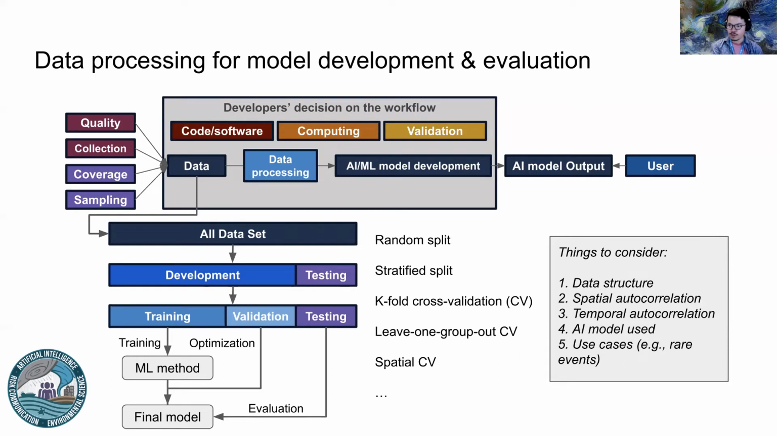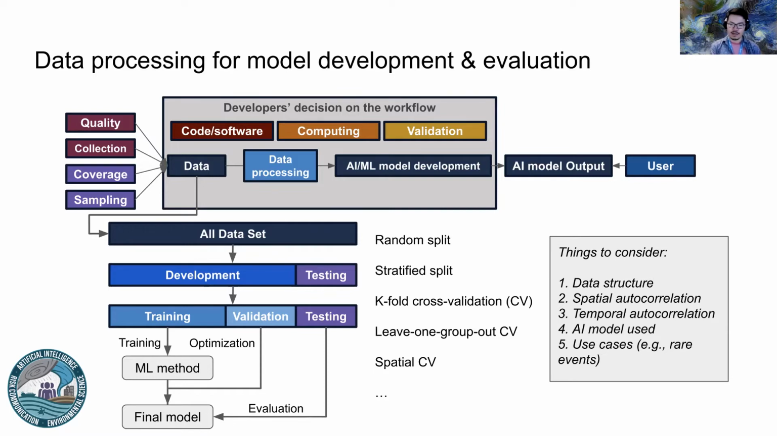What's the structure of your data set? Especially in environmental science, do we have spatial autocorrelation or temporal autocorrelation in the data? If so, you need to pay attention, to make sure that when you split the data into different parts, you're not increasing the risk of overfitting. We'll have some examples later on.